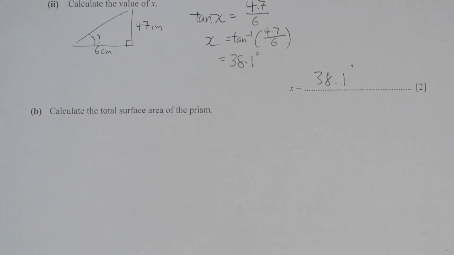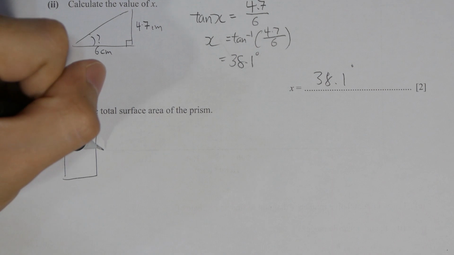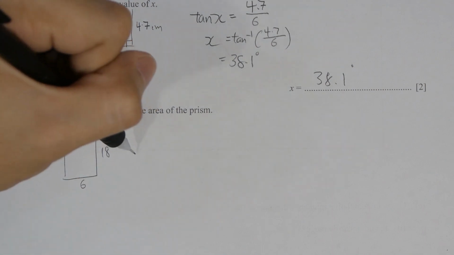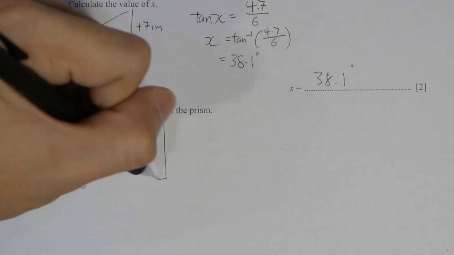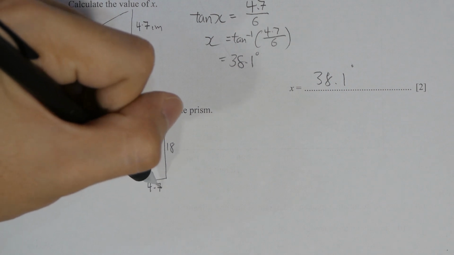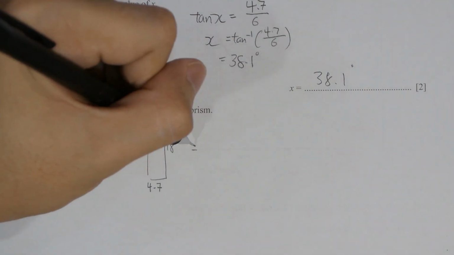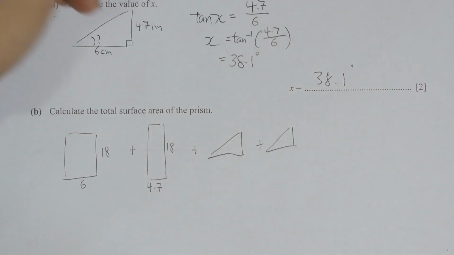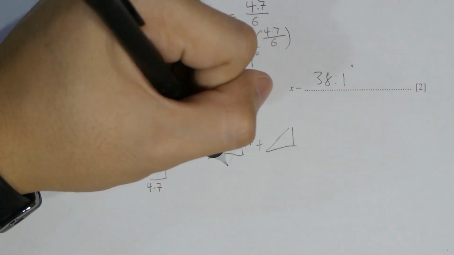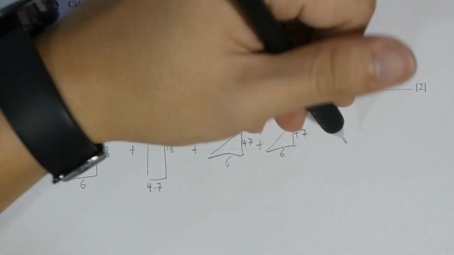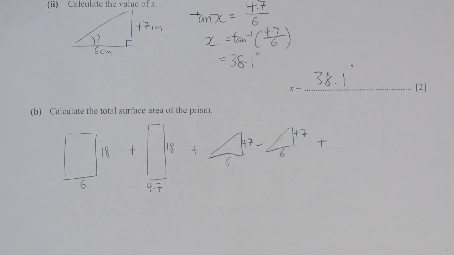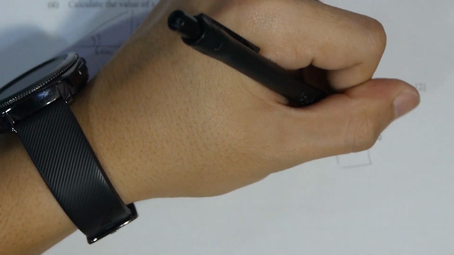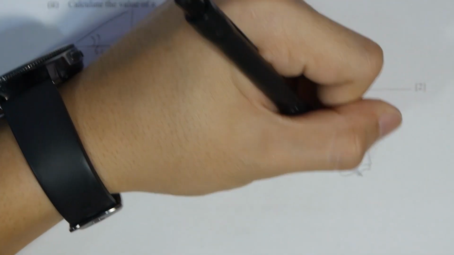But for part B, I actually split up the prism into the following shape so that it's better and easier for you to identify what I meant. So the base here will be 18 times 6, and then the height here will be 4.7 times 18. The two triangles over there, half times 6 times 4.7 twice.